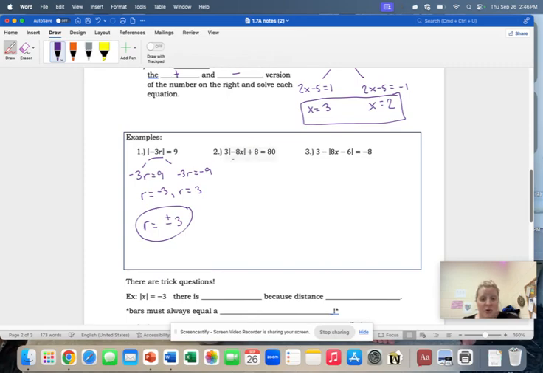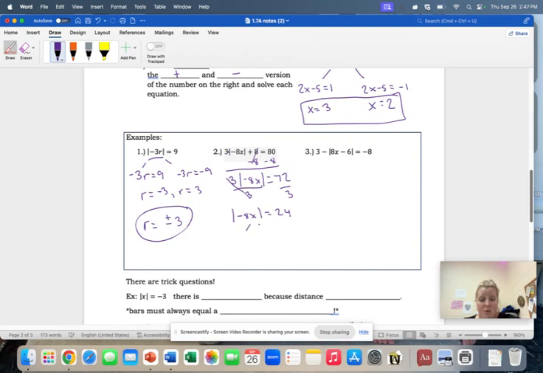All right, let's try it again for number 2. So we can see that 3 is being multiplied by the bars, but we're also adding 8. So when you solve this, you always want to subtract first and save division for last. It'll make your life easier if you do it in that order. So we subtracted 8. Now we're going to divide by 3. And now we have our bars isolated.